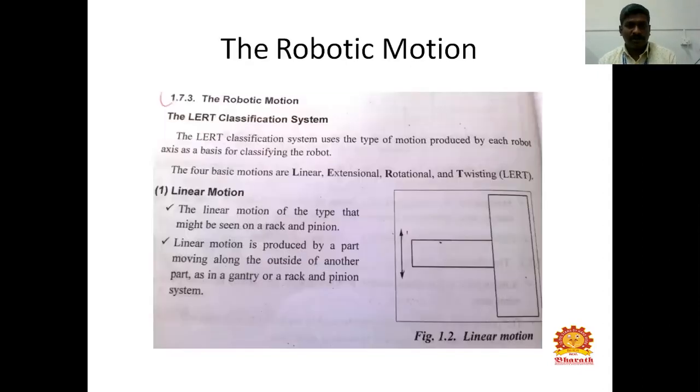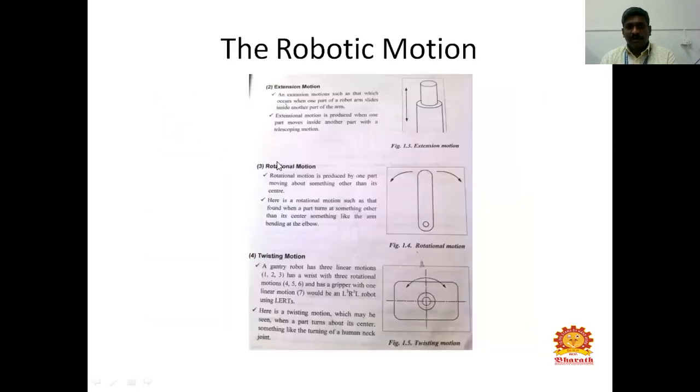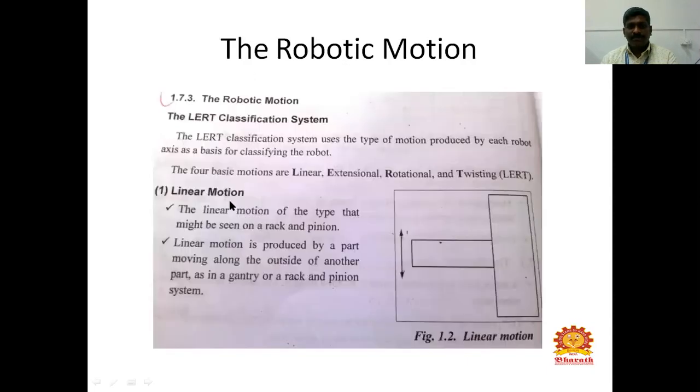Next one is robotic motion. The first topic is the classification of robot motion, the LERT movements: L is linear, E is extensive, R is rotational, and T is twisting movement. This is the LERT classification. The LERT classification system uses the types of motion produced by each robot axis based on the classification of the robot.